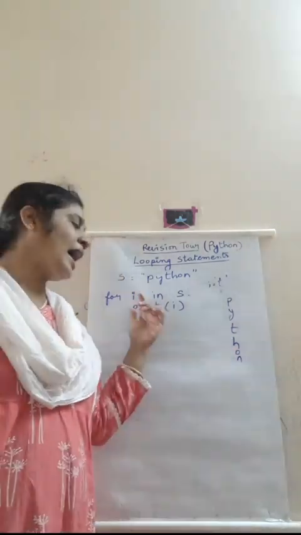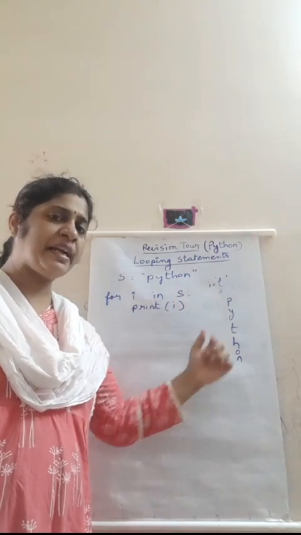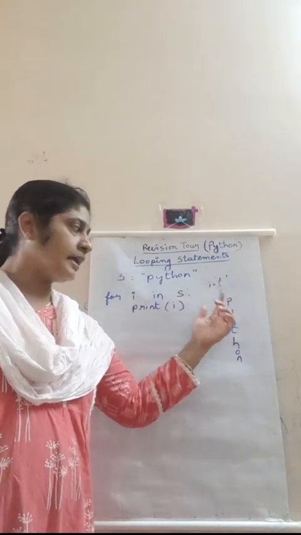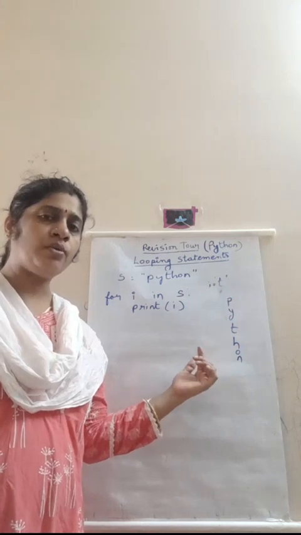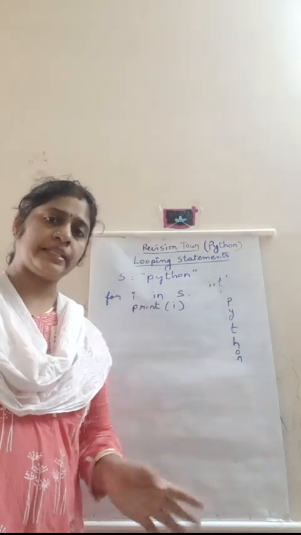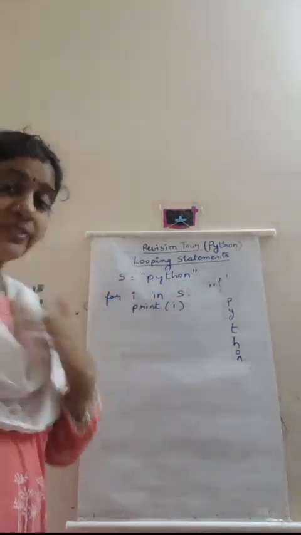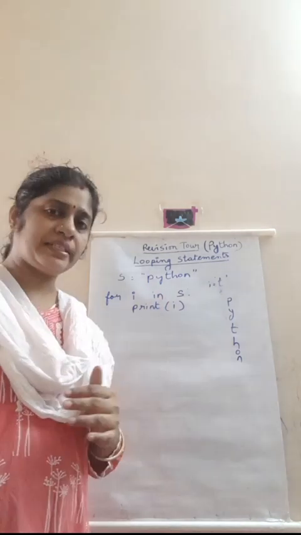So the I value will be each and every character. Every time the loop runs, the I value changes to every character in the string. So this is how we use a for loop for processing every character in the string, list. Okay, there is string sequence. So this is about looping statements.